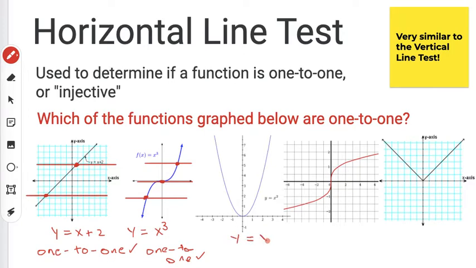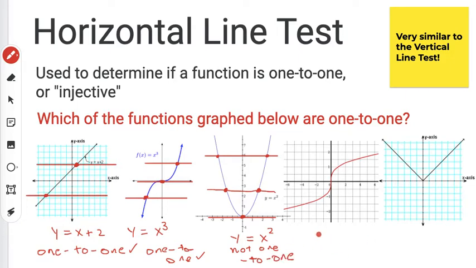All right, the next function is y equals x squared. If you've ever graphed y equals x squared, you're going to get this U shape. The U shape is also called a parabola. And if I was to draw a horizontal line, it would go through 2 points, right here and right here. And no matter where I draw it, it's always going to go through 2 points, except probably down here on the x-axis. But everywhere else, it goes through twice. So this function is not one-to-one.